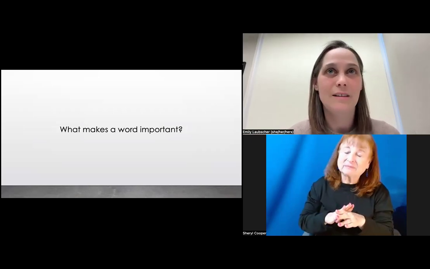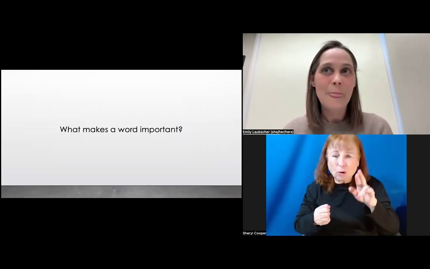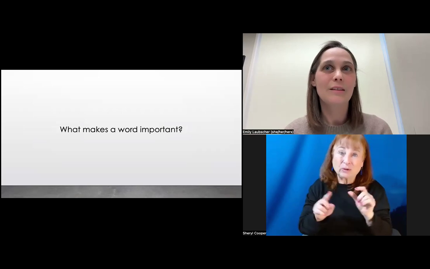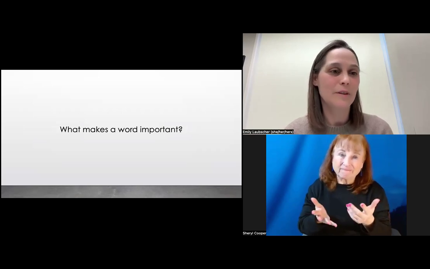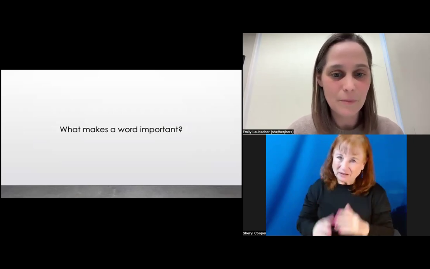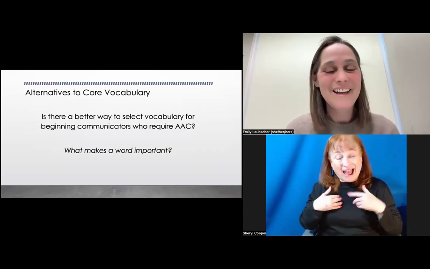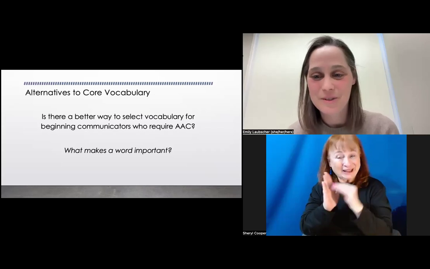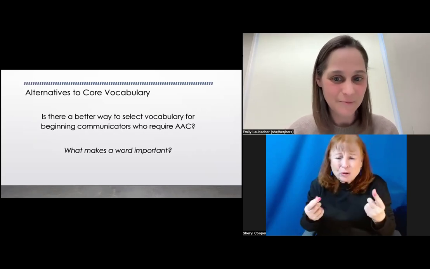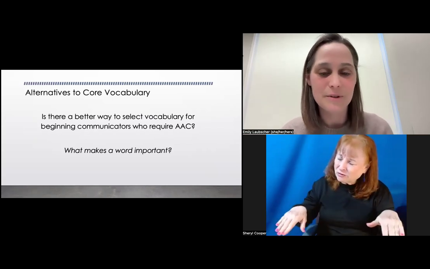It seems likely that if we rely heavily on these core word lists, there's a risk that we're going to miss out on a lot of really important words that are reflective of the types of words that tend to be used by beginning communicators. So then we're left with the question of, okay, if core word lists are not the best resource for selecting vocabulary and instructional targets for beginning communicators, then what do we do instead? Is there a better way to figure out what words are important for this population and for the individuals that we're supporting?